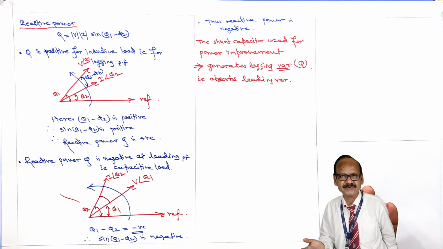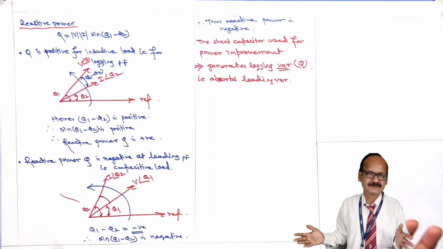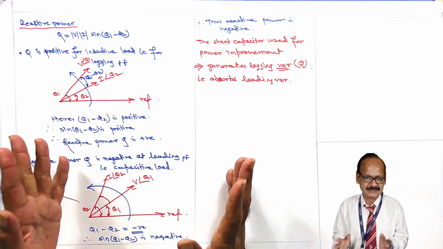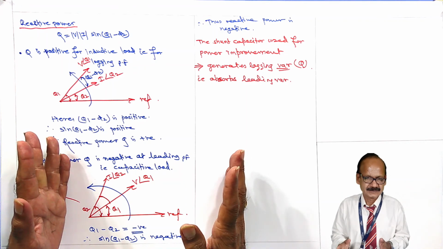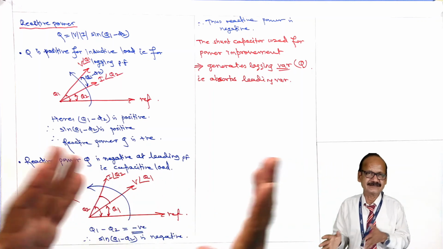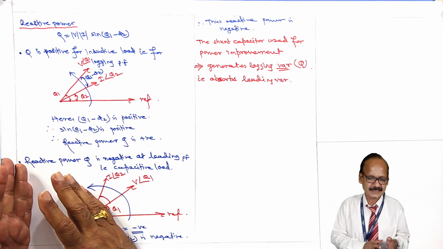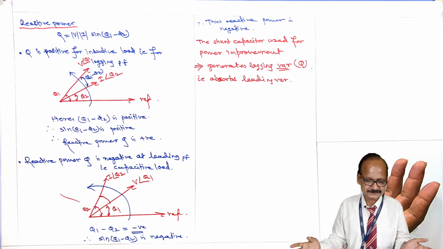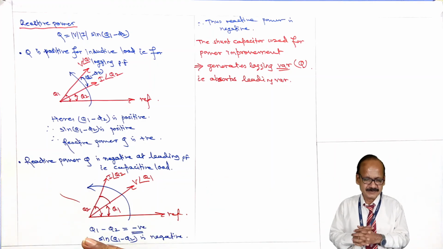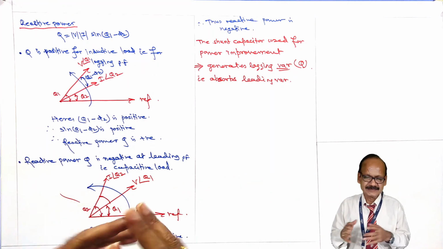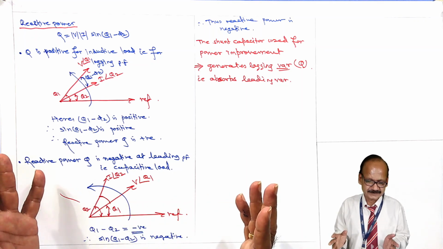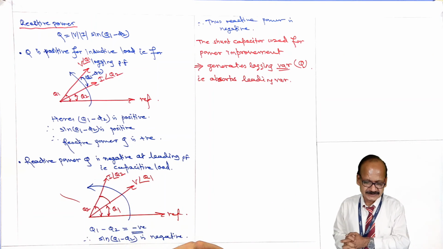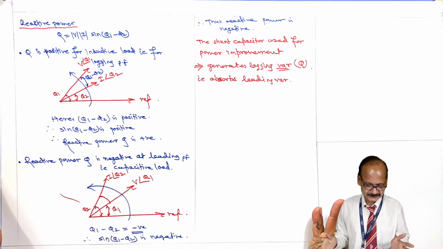Then the active power will be positive when the angle between voltage and current, that is theta 1 minus theta 2, is less than 90 degree and greater than minus 90 degree. Else the active power is negative. Then the reactive power will be positive when there is an inductive load or for lagging power factor. During lagging power factor, the angle theta 1 minus theta 2 is positive and therefore reactive power is positive.